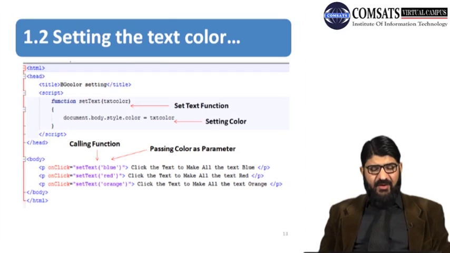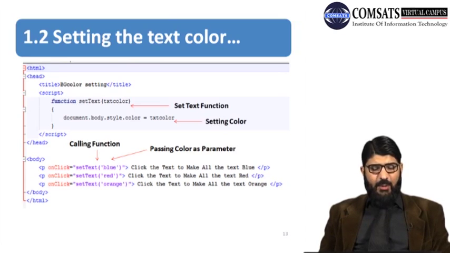This is the code that is written inside the internal JavaScript and the body function. The HTML head tag is started. The title tags are given for the BG color setting. The script tag is started. The function name is setText. The parameter is textColor. And then the function code is written: document.body.style.color equals textColor. The text color will be the setting color for the particular body.